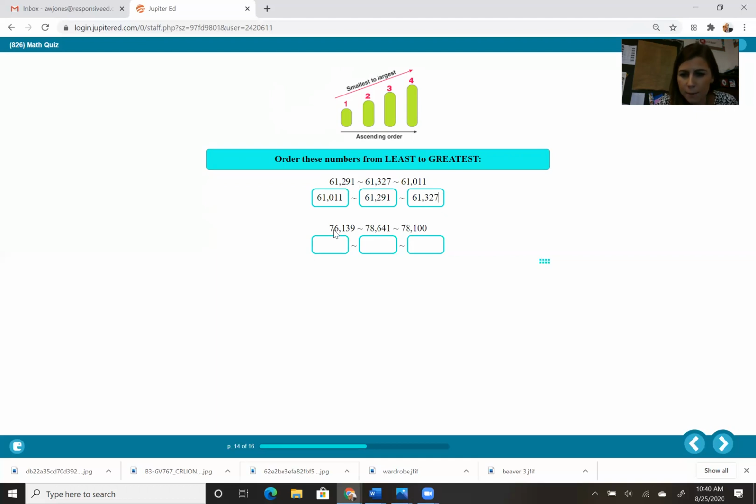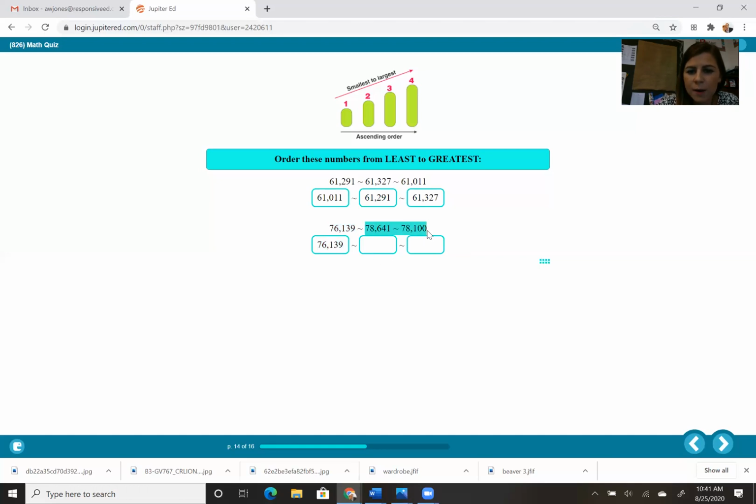Let's look at the next set of numbers. Now they all have 7 in the 10,000s place, so we have to look at the thousands place value to see which one's greater or smaller. And right off the bat, you should see that this one has a 6, whereas the others have 8 in the 1,000s place value, so the 6 is smaller. That will be your smallest number.